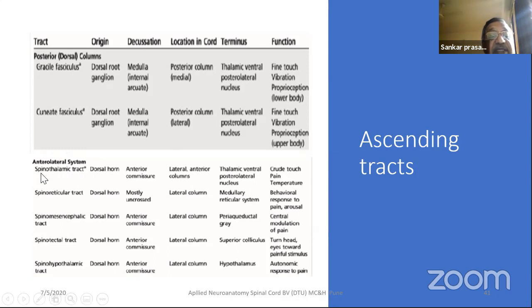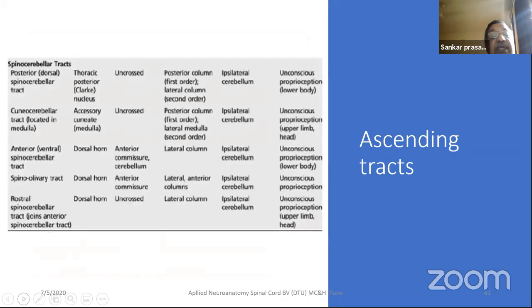The anterolateral, that is the spinothalamic tract, and the Bell-Magendie law says that the dorsal horn is purely sensory. Okay, and the spinocerebellar tracts also are very important.